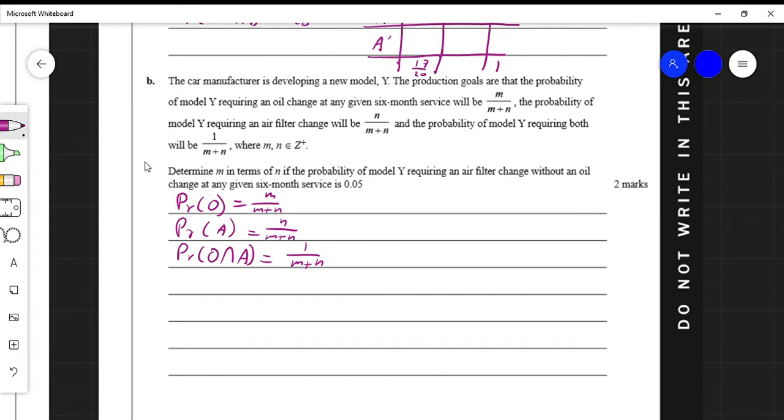And then we're trying to find m in terms of n if the probability of Model Y requiring an air filter change without an oil change is 0.05. So this is another bit of information they've given us. They've given us the probability of an air filter change without an oil change is 0.05. So that's important too. So we'll draw up the same table as before. So O, O dash, A, A dash.